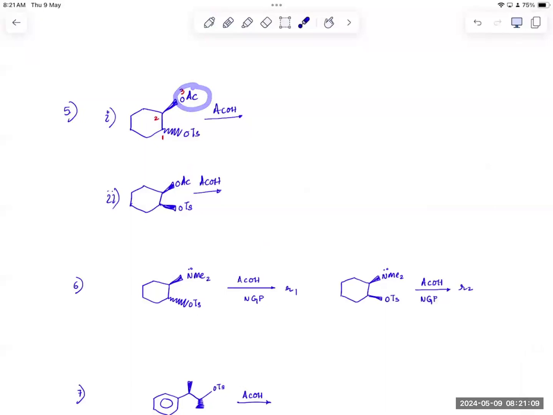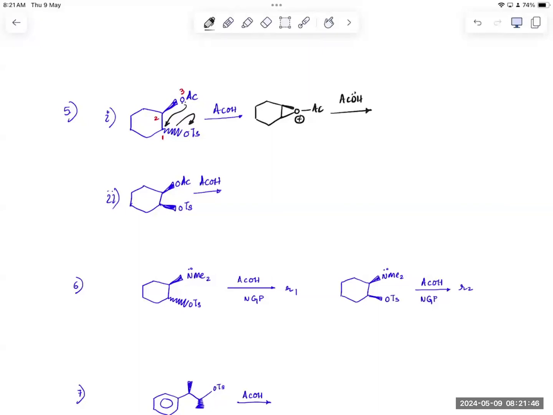OAC is here. OTS is here. OTS is a good leaving group. And OAC is on the opposite side. When you have the opposite side, then NGP can definitely happen. That means you will notice that the lone pair on this oxygen will attack here, removing this OTS. So the intermediate which I will get is like this, with this group going here with O, AC with positive charge.